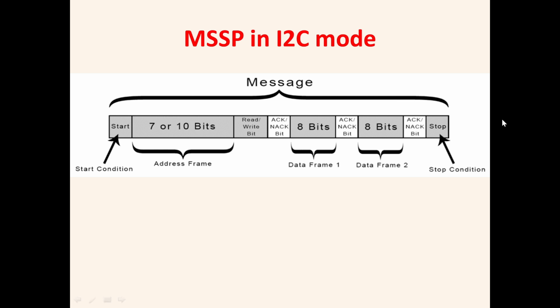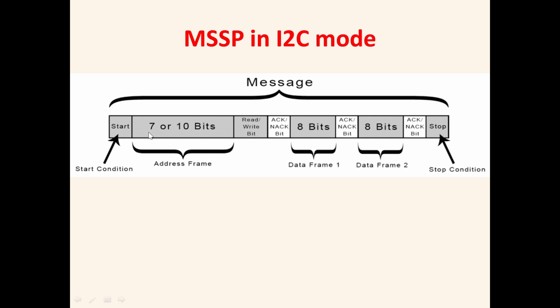And at the end you will be able to provide one stop condition. So there is a start and there is a stop, and in between that frame there is a slave address. There is a possibility to generate two categories of slave address, either a 7-bit slave address or a 10-bit slave address. If a 10-bit slave address is used, then 2 to the power 10 will give you 1024 addresses. So in short, you can connect 1024 slaves to your master if you are initiating the 10-bit address.